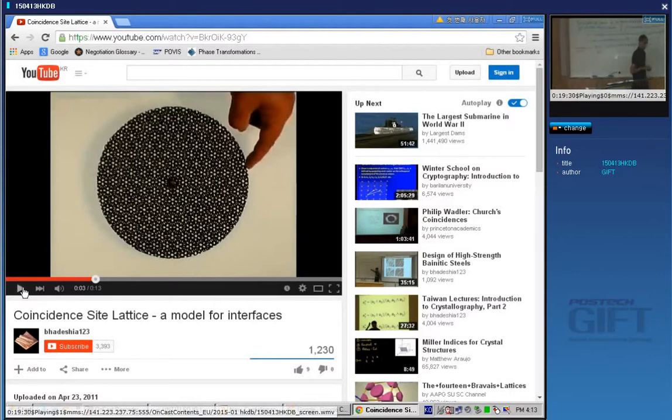So when you're doing your EBSD experiment, your machine tells you these are sigma 3 boundaries or sigma 5 boundaries automatically, doesn't it? Yeah? That is the meaning of the value sigma, capital sigma. Okay? It's a coincidence site lattice. Is everyone happy with that?